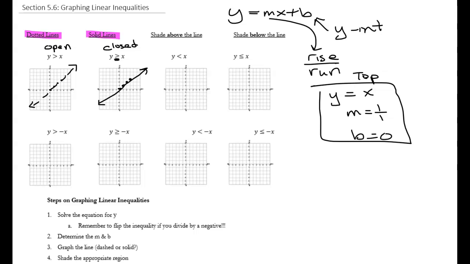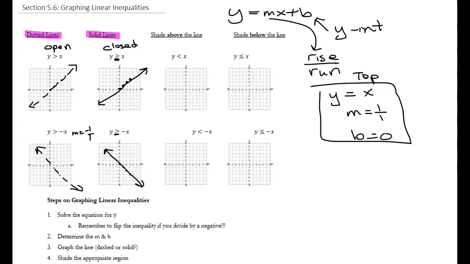Okay? So same thing here, except this time it's a negative. M is negative 1 over 1. So I'm going to go down 1. So dots. Again, because it's open, I'm going to do the best I can to make a dashed line. And since this one's closed, it's the same thing, but this time, it's solid. So that's the difference between a solid line or a dashed line.